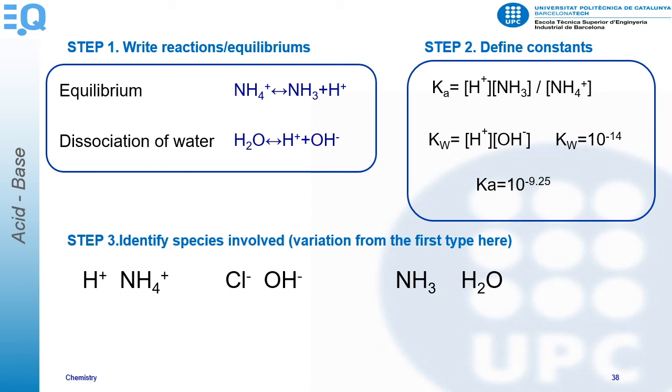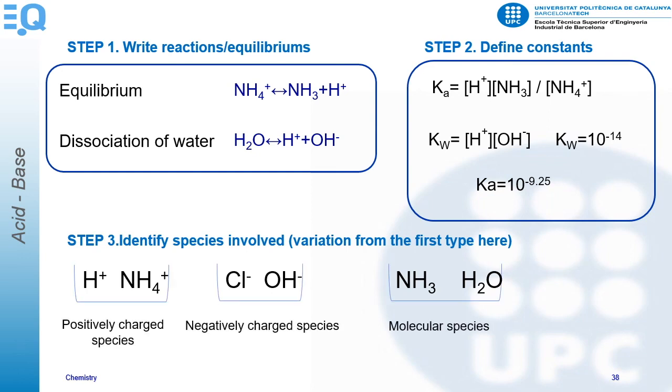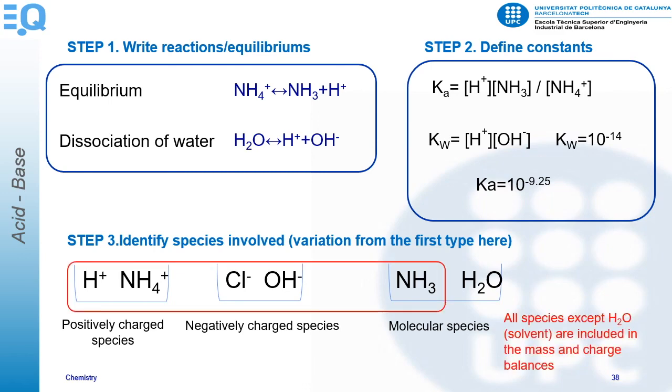Let's have a look at the reactions. We have NH4 plus in equilibrium, and we also have the dissociation of water. We can also define the constants. And finally, we identify the species involved. As positively charged species, we have H+, NH4+. As negatively charged species, we have chloride and OH-. And as molecular species, we have ammonia and water.